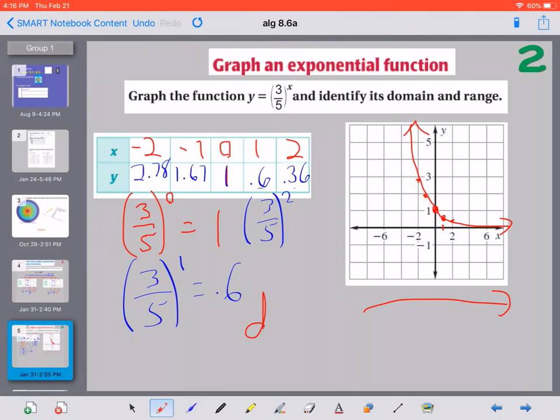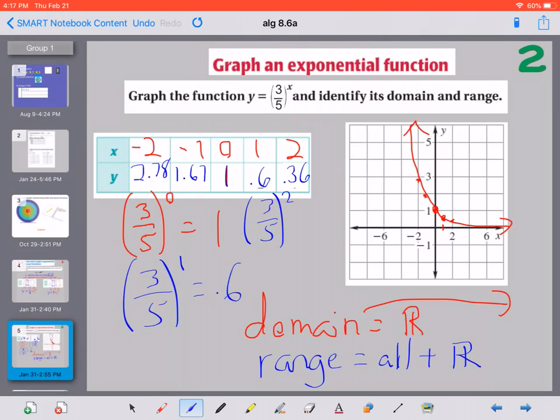Now, our domain are our x numbers. We could do anything for our x numbers, so our domain is all real numbers. The range, though, is our y values. Now, our y values look like they never go negative. All of these are positive. So our range is all positive real numbers.